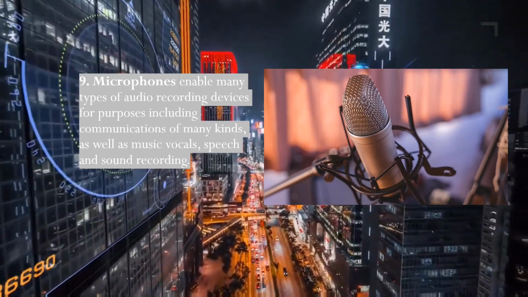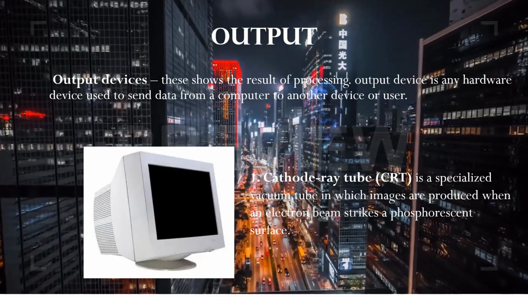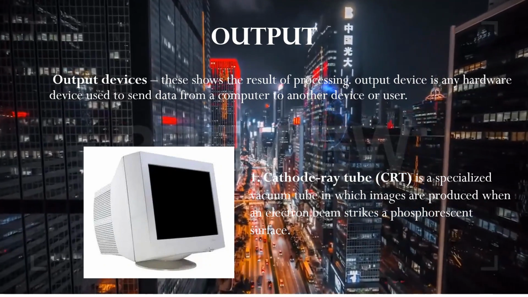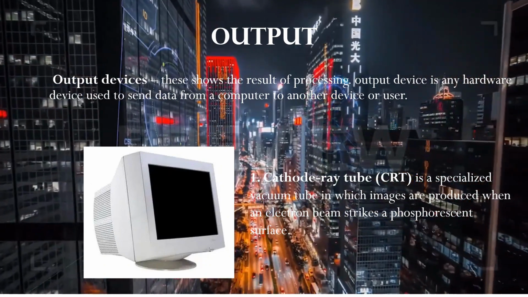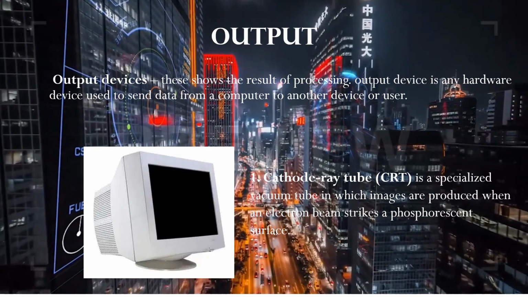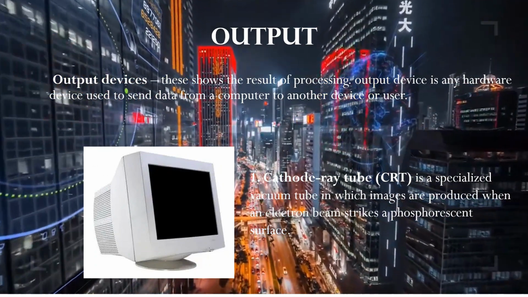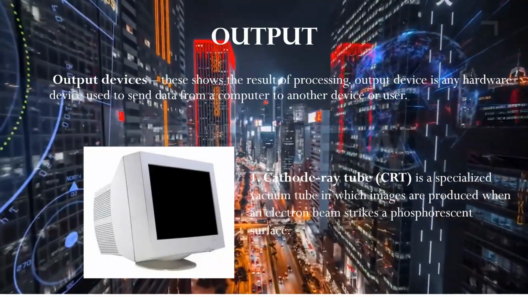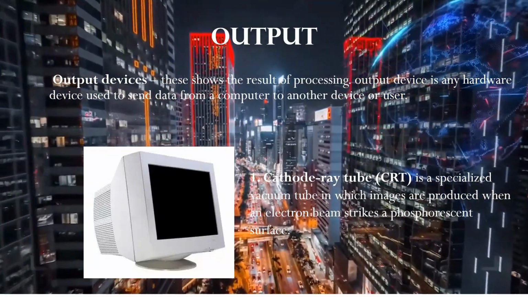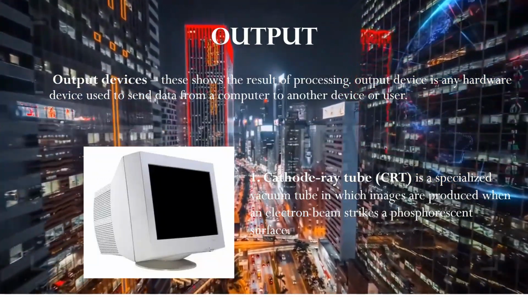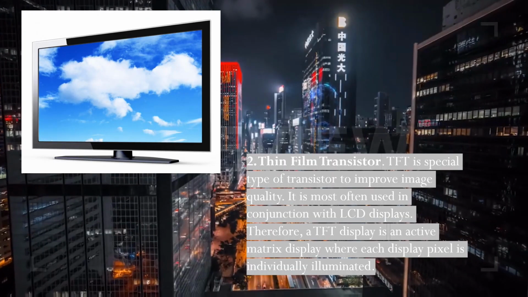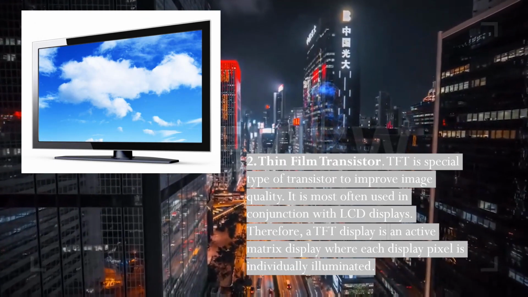Output devices: these show the result of processing. An output device is any hardware device used to send data from a computer to another device or user. 1. Cathode ray tube (CRT) is a specialized vacuum tube in which images are produced when an electron beam strikes a phosphorescent surface. 2. TFT stands for thin film transistor.